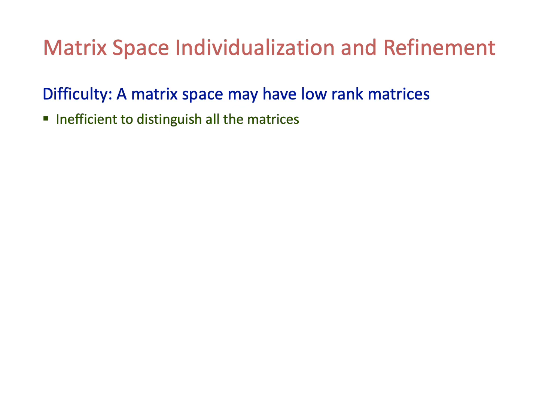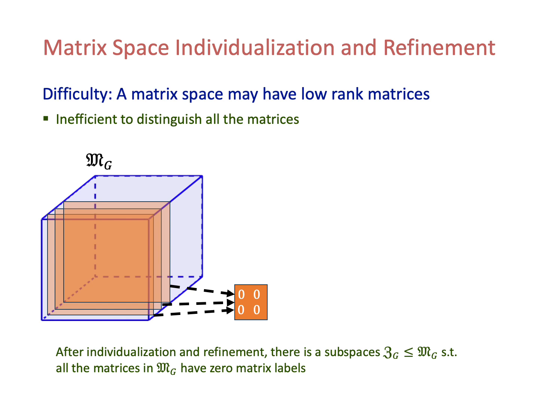However, in general, for a matrix space, it is possible that some matrices have high rank and some others have low rank. In this case, distinguishing all the matrices is too expensive, as the individualization matrices need to be large. To get some intuition for the next step, let's have a look at what happens if individualization and refinement only distinguish part of the matrices.